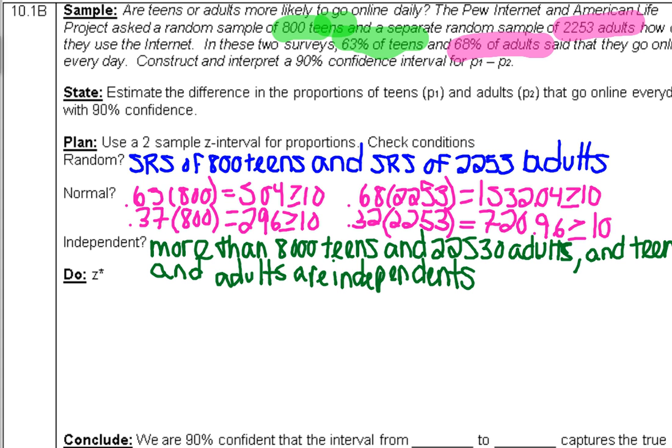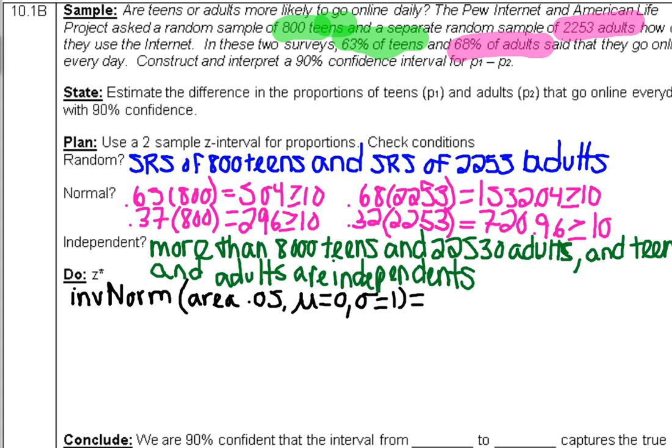Okay, so now that we have that, we're going to start calculating our information. So first we're going to start with z star. We could go to our table B and use our infinity level, or we can use inverse norm. Since we have a 90% confidence level, we take the remaining 10%, and remember these are our tails, so I divide it into two tails. So there's really an area of 5% on each tail, and a mean of 0 and a standard deviation of 1. And this will give us our critical value, which is 1.645.